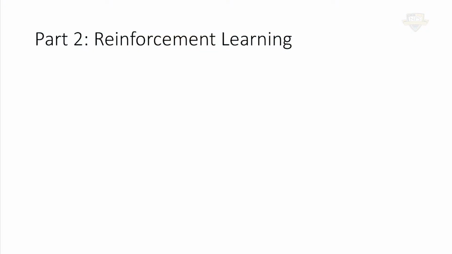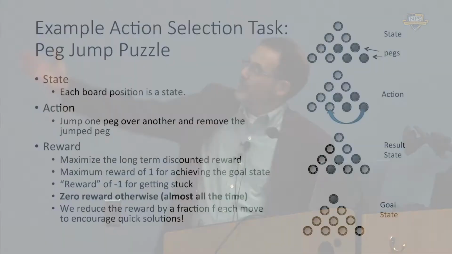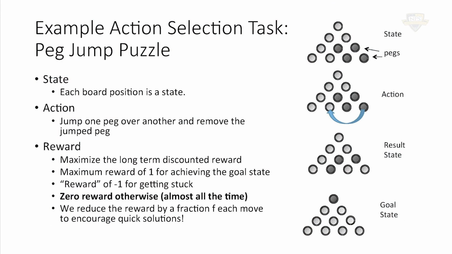Now, on to the other one, okay? Reinforcement learning. Okay, so completely different domain. Reinforcement learning is a system for learning actions, for a system that's going to continuously interact with some kind of an environment. It could be a military environment, but it's going to be a peg jump puzzle for us this morning, because that's easier to draw on a slide.